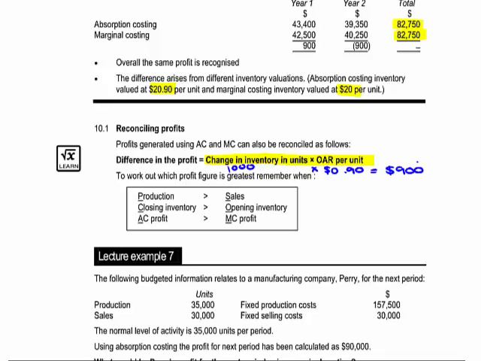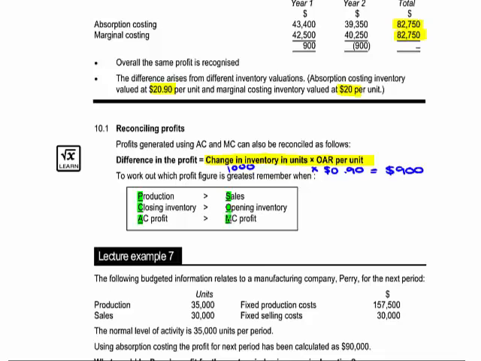As you can see from the reconciliation above though, it's not always easy to tell whether the absorption costing profit or the marginal costing profit will be higher. It depends what is actually happening to inventory levels. You need to find a way of remembering the difference, and one such way is that when production is greater than sales, closing inventory is bigger than opening, absorption costing profit will be higher than the marginal costing profit. And that works alphabetically because P comes before S, C comes before O, and A comes before M. And if you reverse the signs, then the same is true.